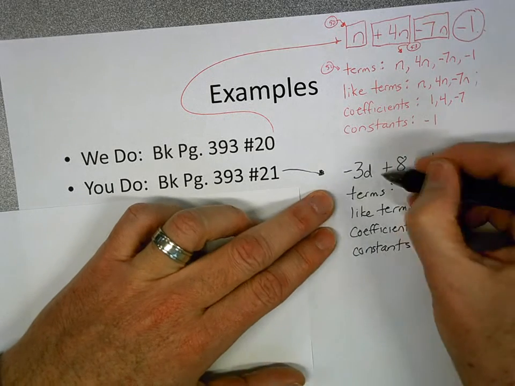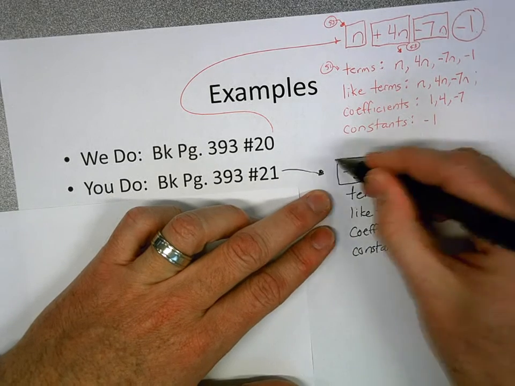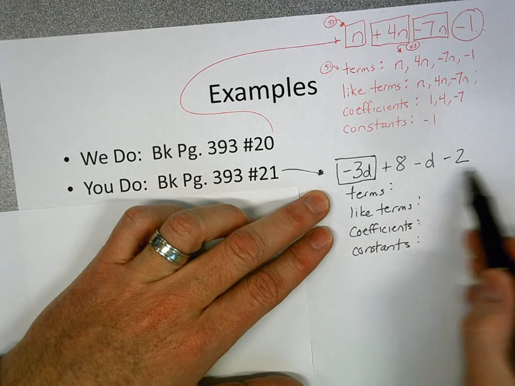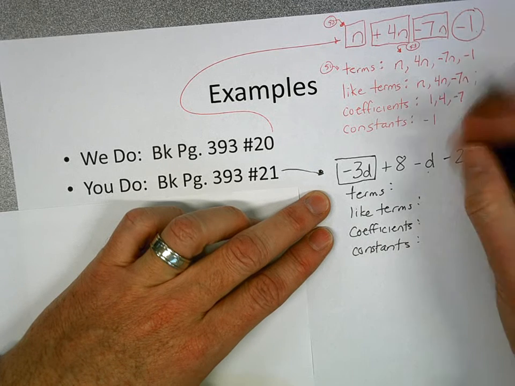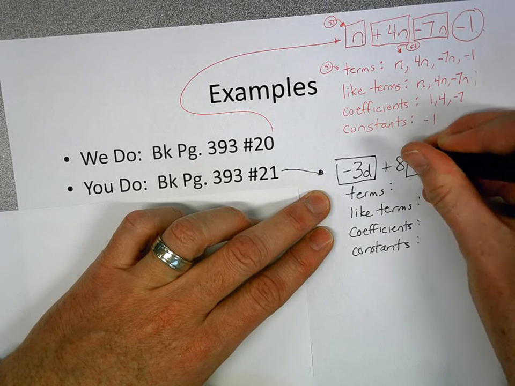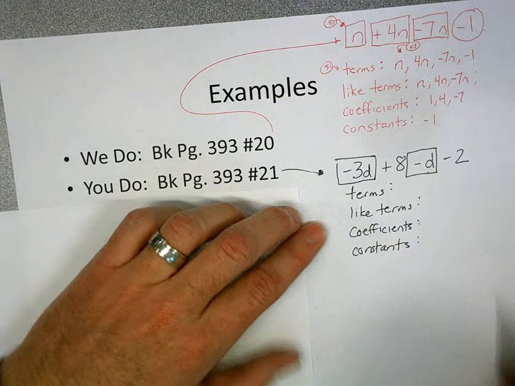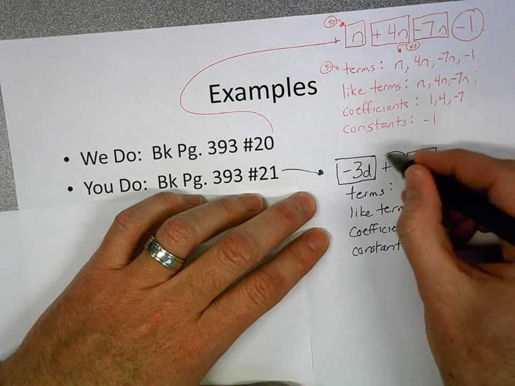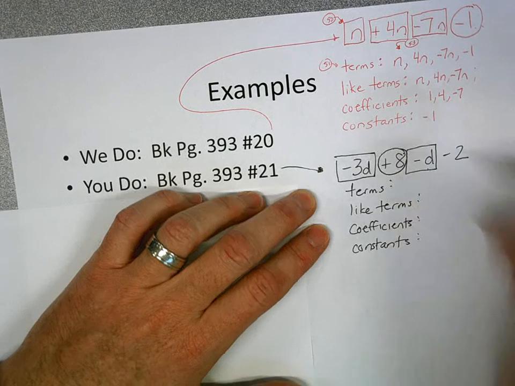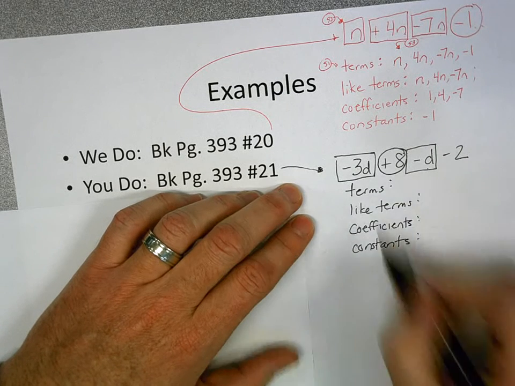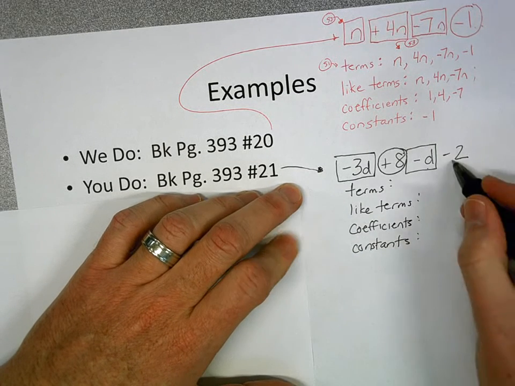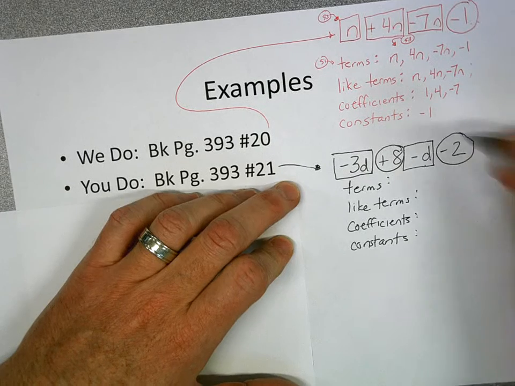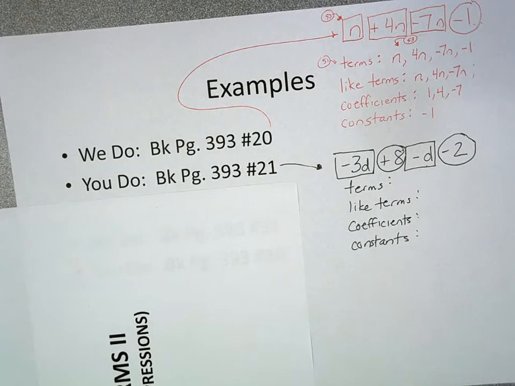So I'm going to start with my first term here. I'm going to box it in, negative 3d. If I box in all my other d terms, right here is the only one, negative d. Box it in with that negative. Then the next thing is I'm going to say, okay, well, 8 is a constant. It doesn't have a variable. So I'm going to circle it and I look at my other terms, and you know what? Negative 2 is also a constant. So they're like terms. I'm going to circle it.